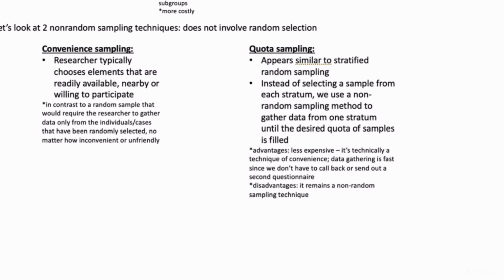Quota sampling appears similar to stratified random sampling in that you're still going to first subdivide the population into different groups. But instead of selecting a sample from each stratum, we're going to use a non-random sampling method to gather data from one stratum until the desired quota of samples is filled.